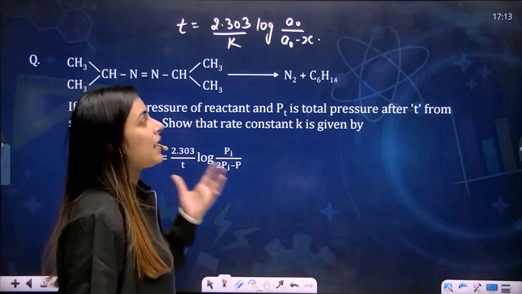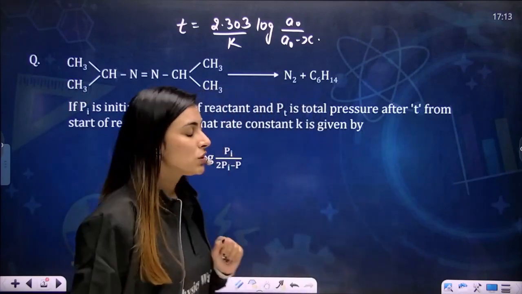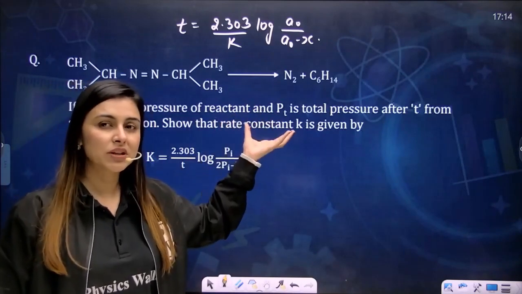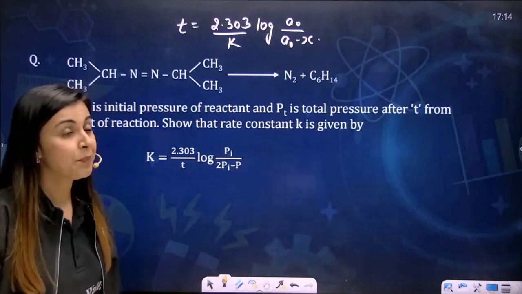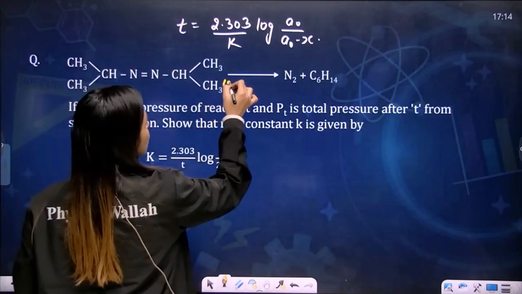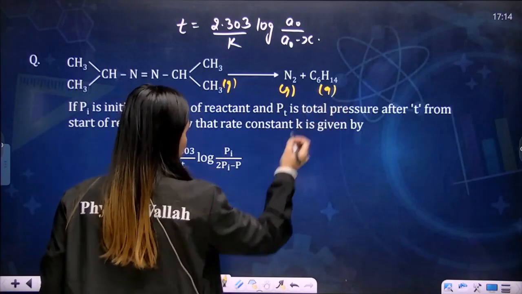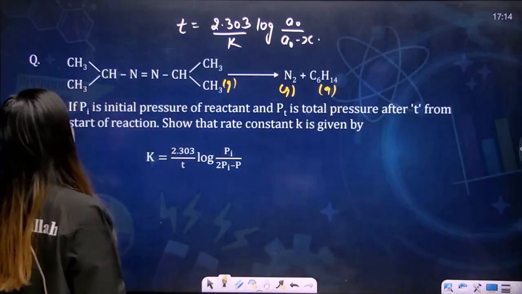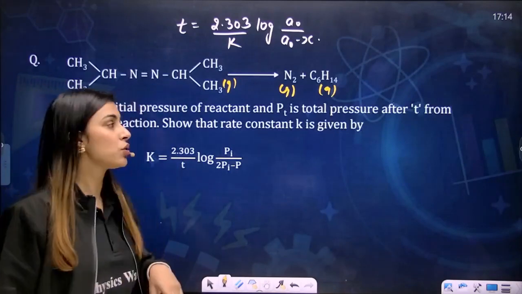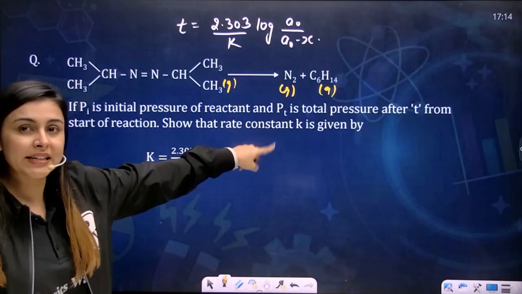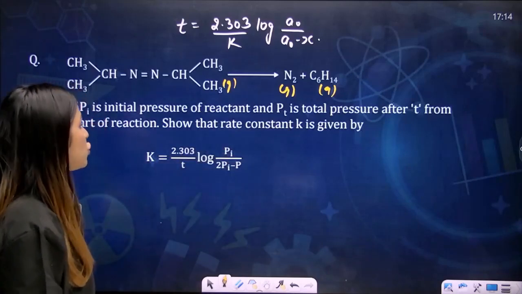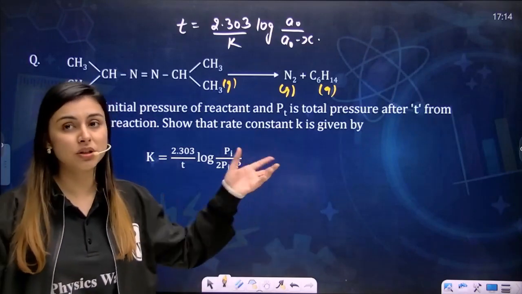Okay, my dear students, now let's start the topic. Imagine you have something like this. I'll make you understand this with one particular question and then we'll solve the other question as well. So let's say you have a reaction like this and all of them are gases. This is also gas, this is also gas, and this is also gas. Now, if P initial is the initial pressure of the reactant and PT is the total pressure at some time t from the start of the reaction, show that the rate constant k is given by this particular expression.